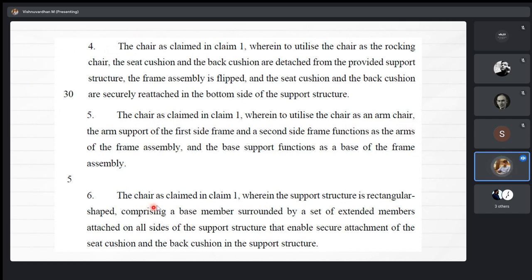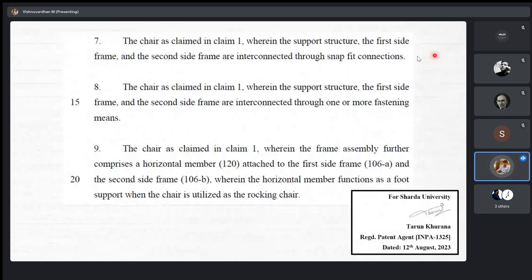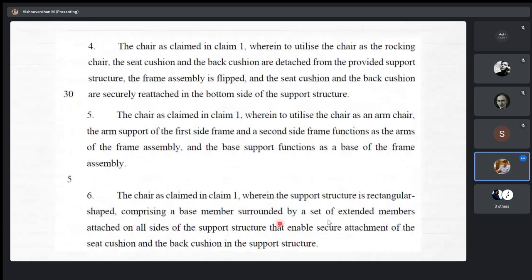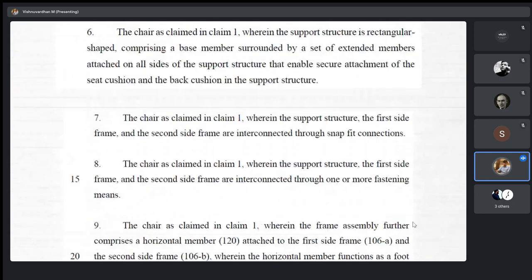Claim 6, the chair as claimed in claim 1, wherein the support structure. See, everywhere it's the... okay, the support structure is rectangular shape comprising a base member. So they're giving a little more details now. Okay, so here they're saying the support structure is rectangular, and I think in the next one they say the support structure is circular, right? Just a second. Cool, they're not talking about that.